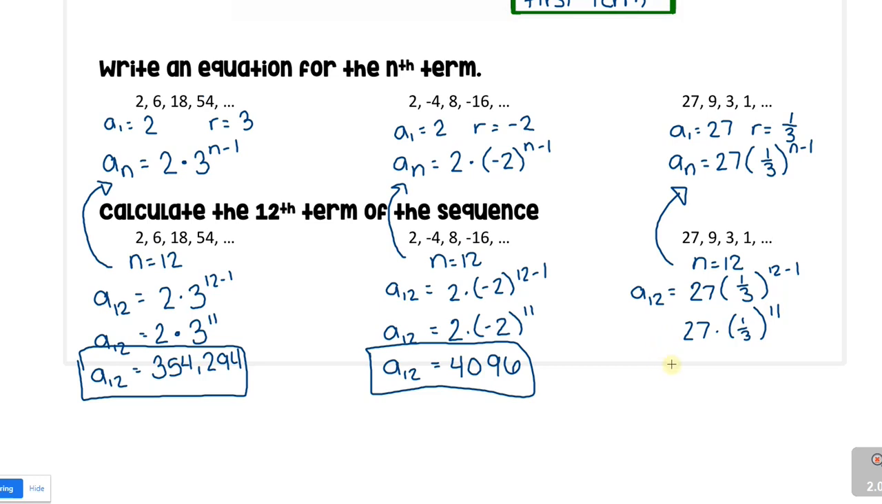And then when you calculate this, you are going to get a decimal if you're using your calculator, but make sure you hit math enter enter to get the fraction. You get 1/6,561, and that is our 12th term.